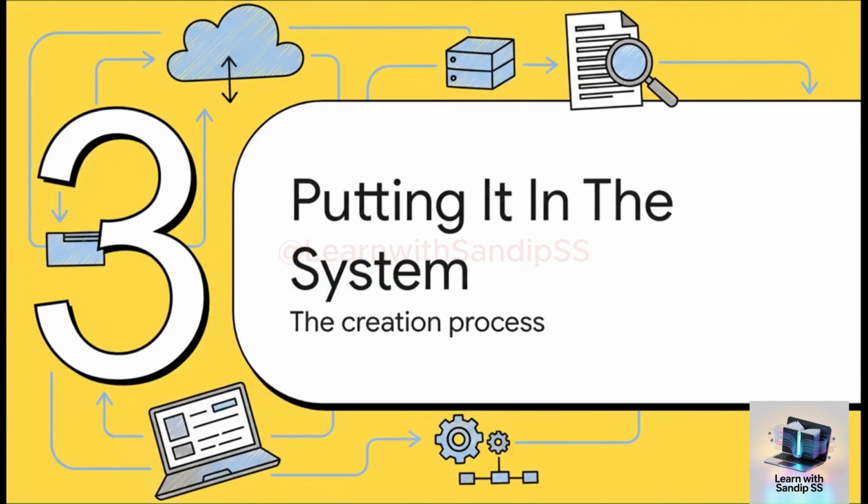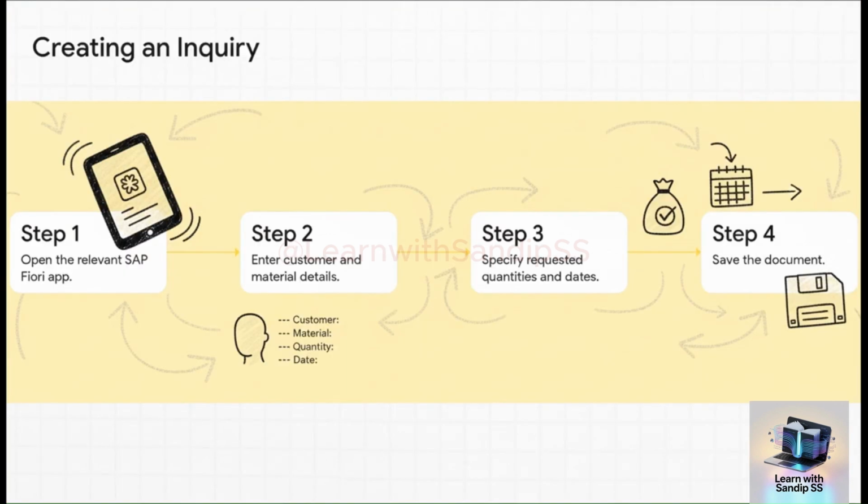Okay, so we know the what and the why. Now let's get to the how. Let's take a look at how easy it is to actually create these documents in the system. Creating an inquiry is honestly pretty straightforward. You just open up the Create Inquiry app, you plug in the essentials, who the customer is, what material they want, how much, and by when. The second you hit save, that customer request is officially logged, and it's now part of your data stream.